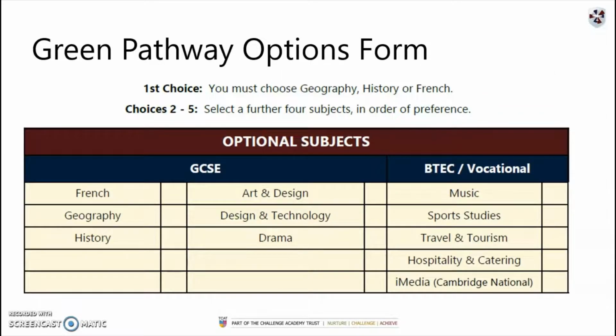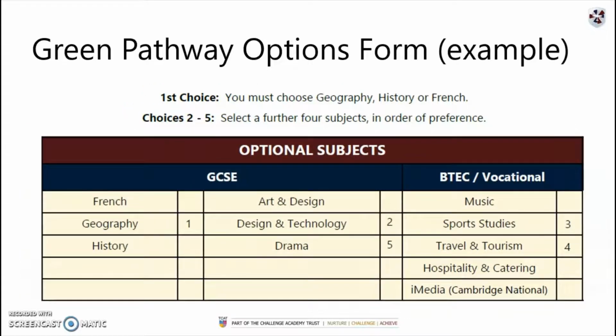Moving to the green pathway. First choice must be geography or history or French, so something from the first column for the first choice. The following 4 choices can come from any column, so you could pick 2 from the first column if you wish, but you can pick your 4 choices from anywhere on the sheet. So as an example, this person chose geography for their humanities subject. They chose design technology, sports studies, and if we couldn't fit those, then they would take travel and tourism or drama.